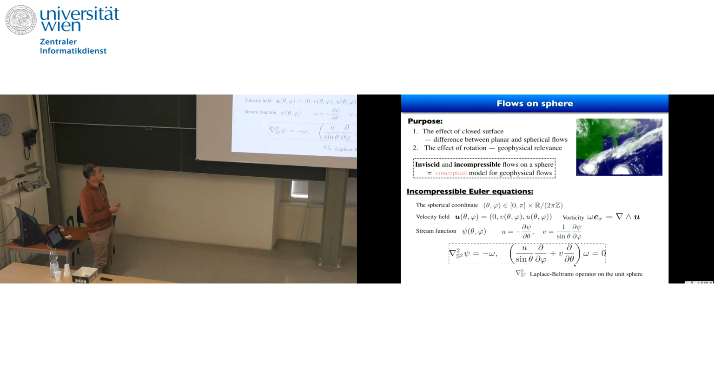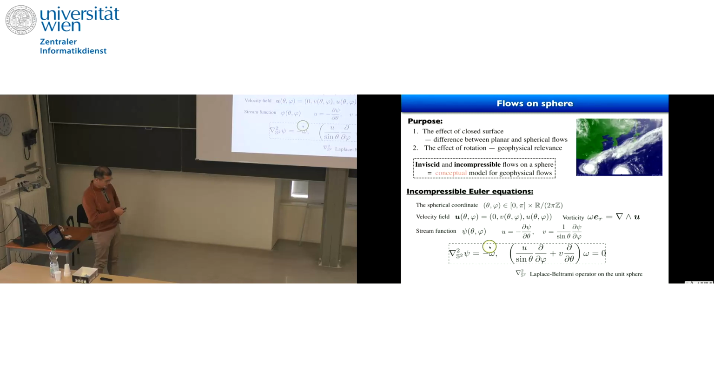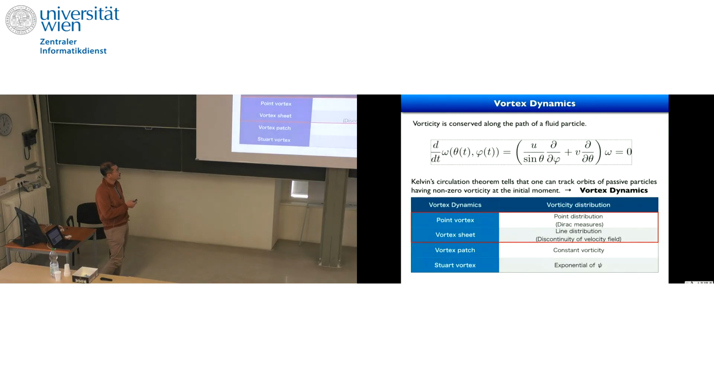Vortex dynamics is based on the fact that the vorticity is conserved along the path of a fluid particle, which means the time derivative along the path of a fluid particle on the spherical surface is always 0. That means the Kelvin circulation theorem tells us that one can track orbits of these passive vortex particles having non-zero vorticity at the initial moment, which gives rise to the vortex dynamics on the sphere. So the point is, in order to describe the evolution of this type, we are going to assume some special distribution of vorticity. In this talk, I'm going to talk about these first two vortex distributions.